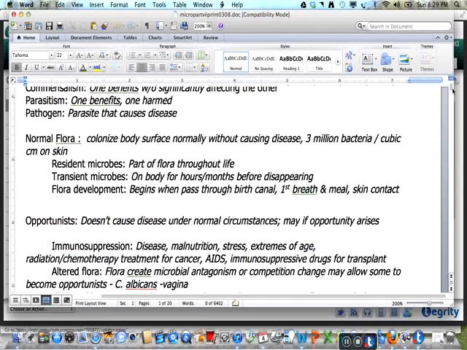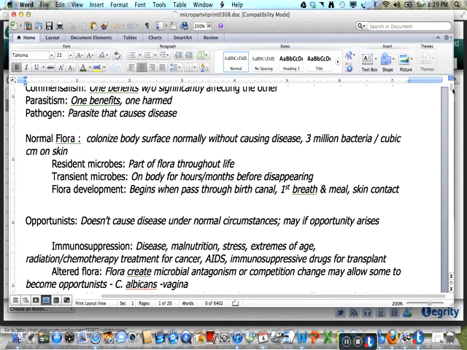The normal flora are organisms which normally colonize the body without causing disease. On the skin alone, we have about 3 million bacteria per cubic centimeter. The resident microbes are part of the flora throughout life. Transient microbes are on the body for hours to months before disappearing. As a fetus, we are sterile, but flora development begins as the infant passes through the birth canal. Additional flora is acquired throughout the first meal, additional meals, and skin contact.